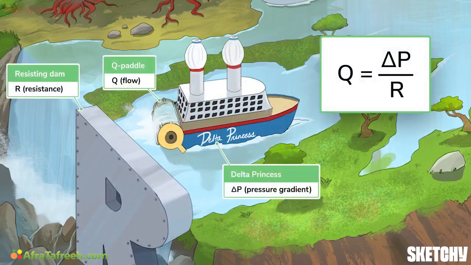Blood flow is connected to pressure and vascular resistance, expressed by the equation Q equals delta P over R. In other words, blood flow will increase with a greater pressure difference and decrease with more resistance. To help you connect these parameters, we've added Sketchy's own Delta Princess to the mix, with its patent-pending Q-shaped paddle. Hop on as we flow through the rest of the sketch. Just watch out for that dam.